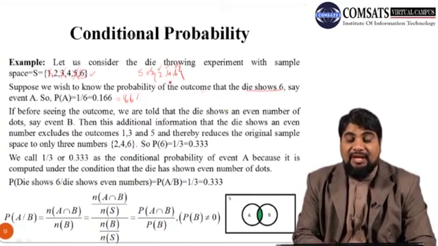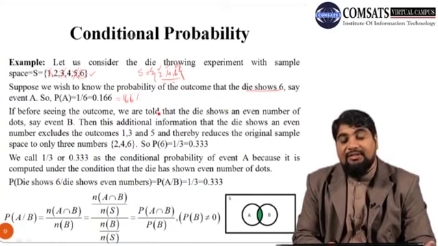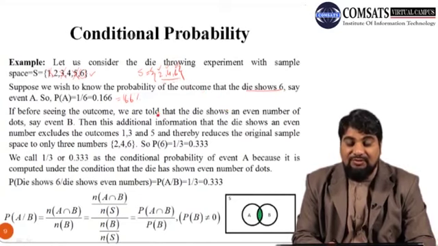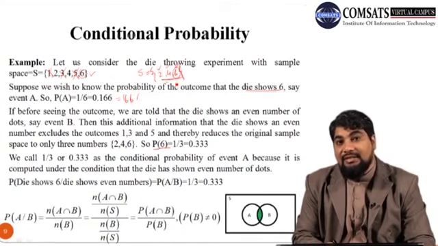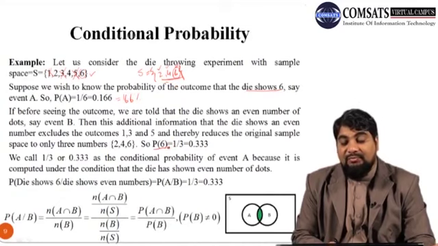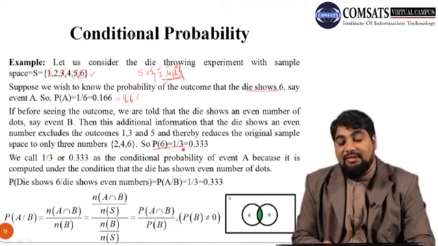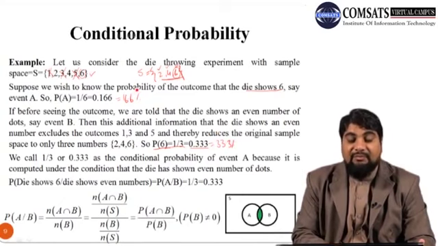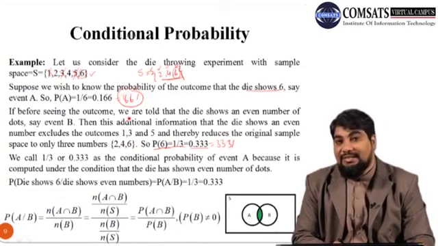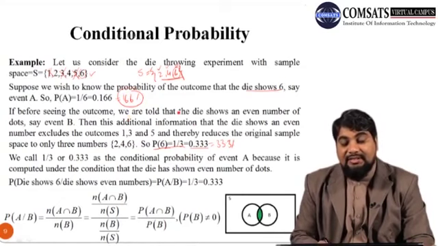Since we have this additional information in hand, our sample space is reduced. In this case, the probability of 6 is: you can see that 6 is occurring once, and the total number of sample points now is 3. So the probability of 6 is 1 out of 3, which is 0.333, or 33.3%. Previously the probability of getting a 6 was 16.6%.